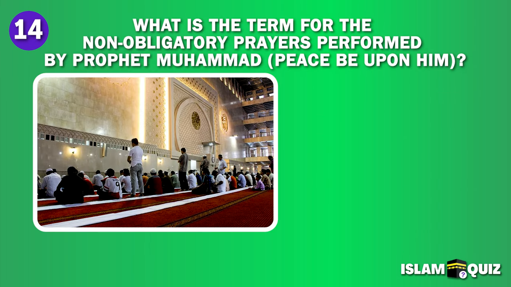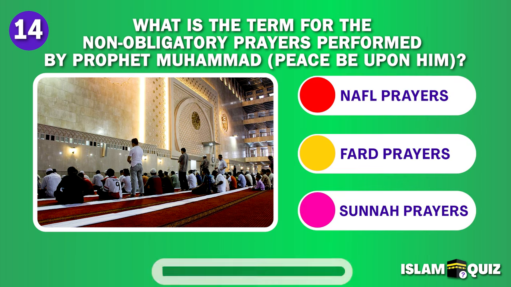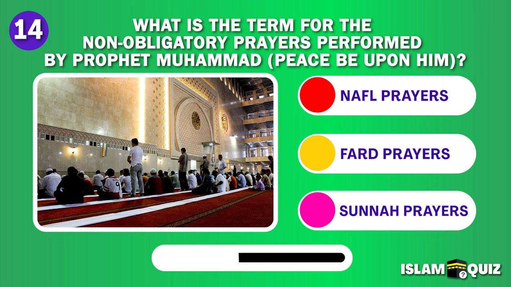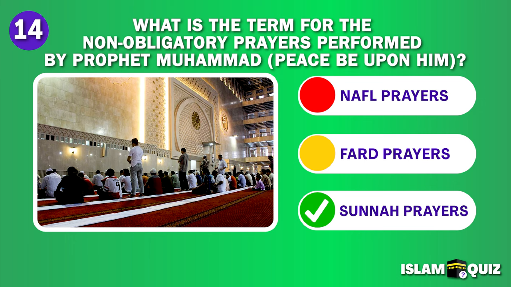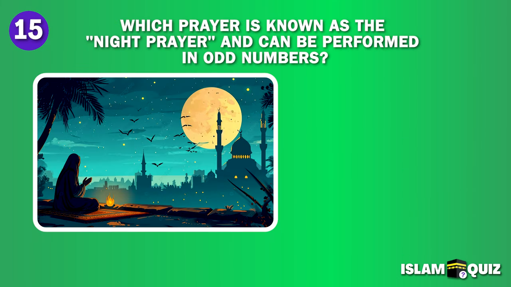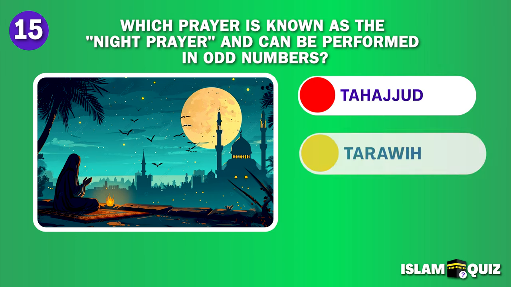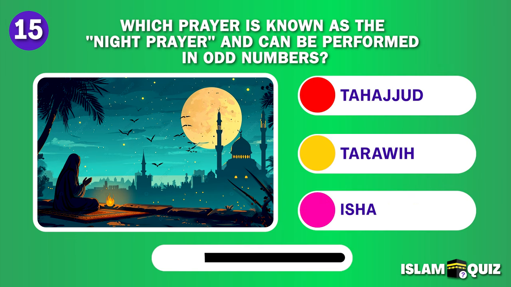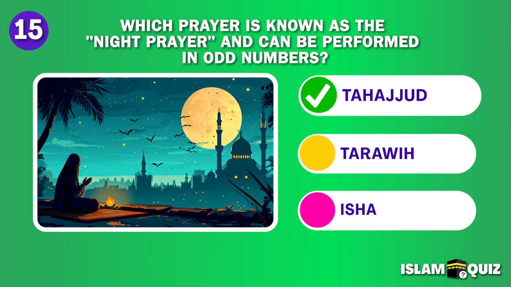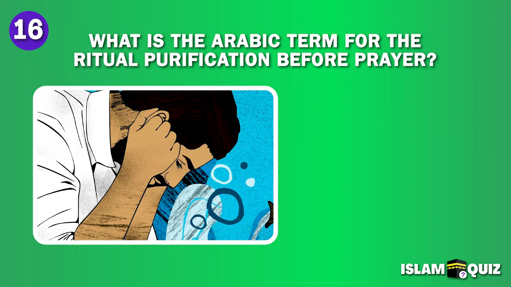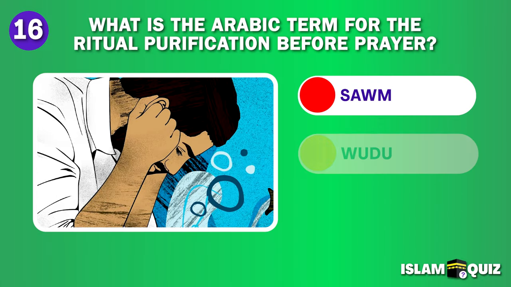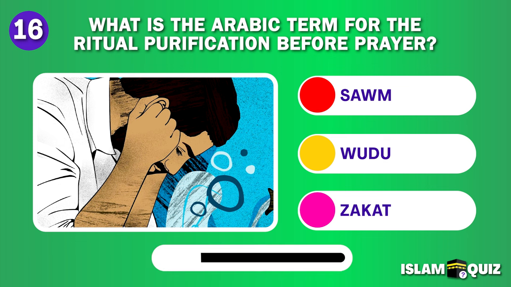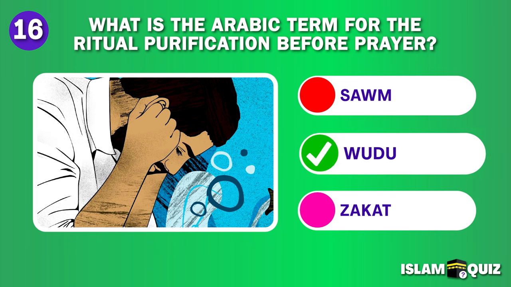What is the term for the non-obligatory prayers performed by Prophet Muhammad, peace be upon him? Sunnah prayers. Which prayer is known as the night prayer and can be performed in odd numbers? Tahajjud. What is the Arabic term for the ritual purification before prayer? Wudu.